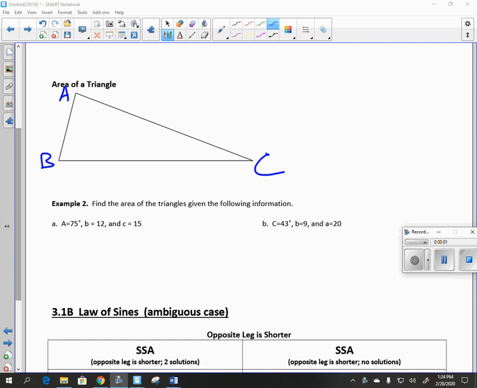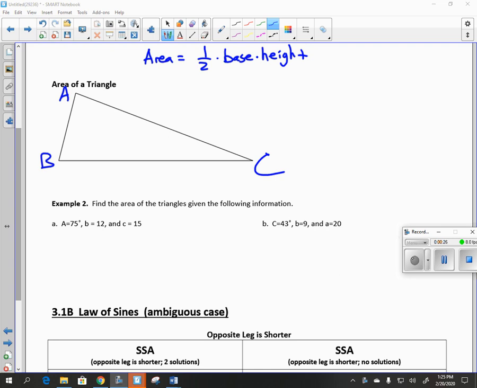Do you know how to find the area of a triangle? What's the formula for area of a triangle? Are we okay with using 1/2 times base times height? Everybody okay with that? So the deal is that that's if you have a right triangle, correct?